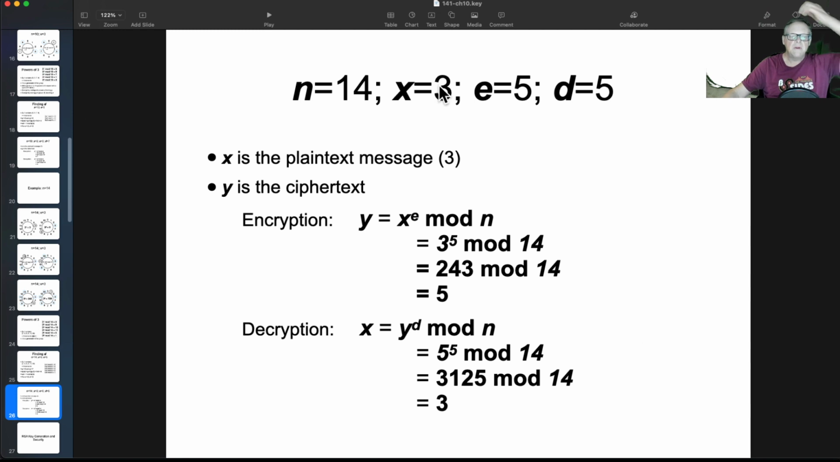So now we can encrypt a message like 3. We take 3 to the 5th, mod 14, and you get 5. And when you take 5 to the 5th, mod 14, you get back to 3. So it works just fine, as you can see.